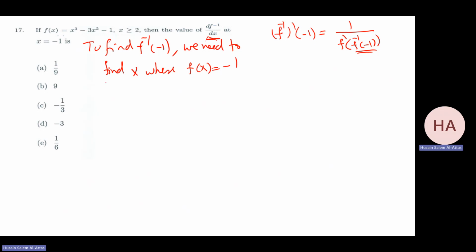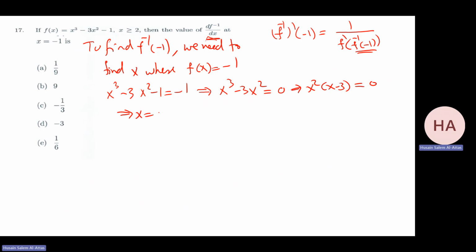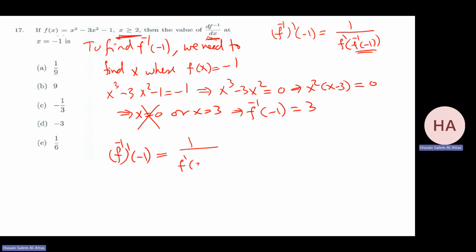So substitute, I have x cubed minus 3x squared minus 1 equal -1. So I'm getting x cubed minus 3x squared equal to 0. So I have x squared times (x minus 3) equal to 0. So I have either x equals 0 or x equals 3. This is wrong. Why? Because I have x greater than or equal to 3. So that means f inverse of -1 equals 3. So (f inverse) prime at -1 is 1 over f prime at 3.